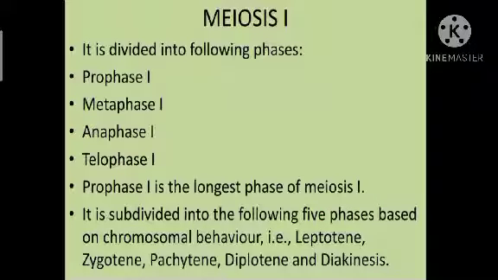First is meiosis I. Meiosis I is divided into the following phases: prophase I, metaphase I, anaphase I, and telophase I. Prophase I is the longest phase of meiosis I, and it is also more complex when compared to the prophase of mitosis. This prophase I is subdivided into 5 phases based on chromosomal behavior. So what are the 5 phases? Leptotene, zygotene, pachytene, diplotene, and diakinesis.